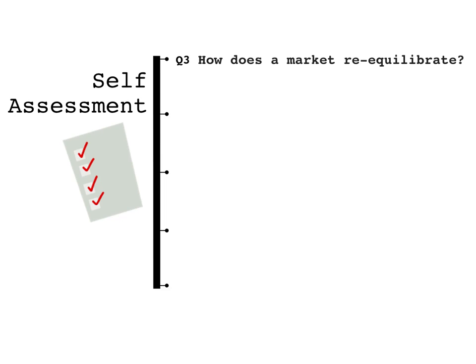How does the market re-equilibrate? This is via the price adjustment process. So if you remember, prices will act as signals to both consumers and producers to adjust quantity demanded and quantity supplied accordingly until they are equal, until the new equilibrium is achieved.